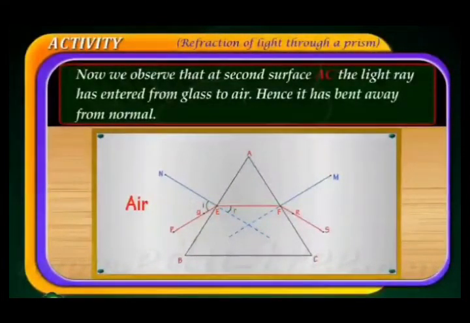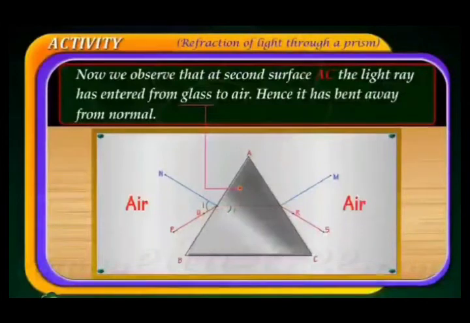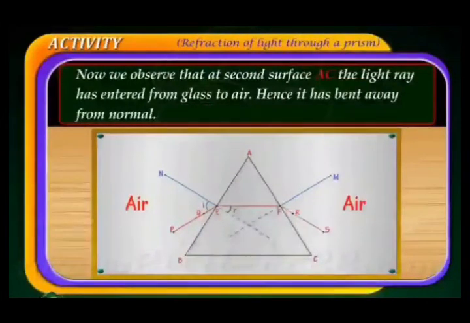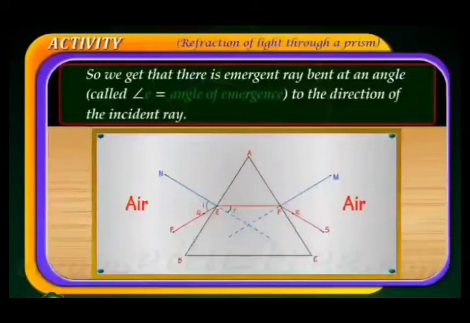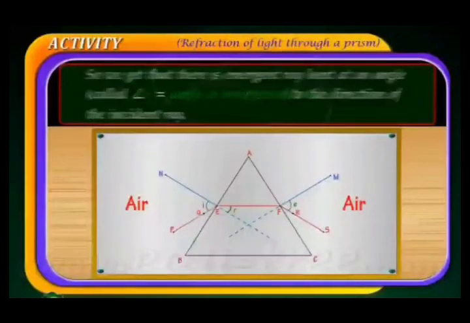Now we observe that at surface AC the light ray has entered from glass to air, hence it has bent away from the normal. So we get the emergent ray bent at an angle E, which is the angle of emergence, relative to the direction of the incident ray.